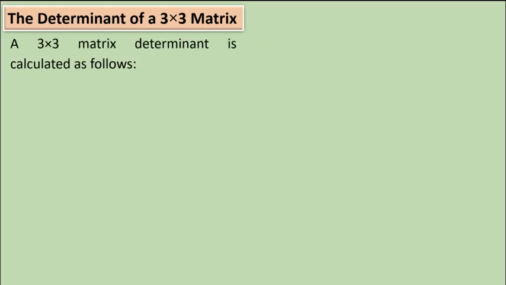So we have the determinant of a 3 by 3 matrix. We have seen the determinant of a 2 by 2 matrix. Straightforward, very easy. Now we're going to deal with the determinant of a 3 by 3 matrix. How do we handle the determinant of a 3 by 3 matrix? Now let's look at the matrix A.